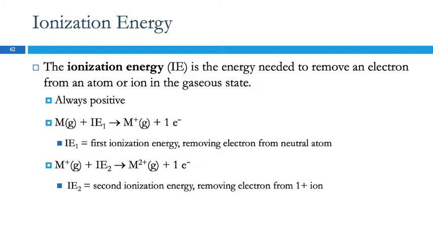Another trend is ionization energy. It's important to understand what we mean by ionization energy. The ionization energy is kind of long to write out, so oftentimes we'll call it IE. That's the energy needed to remove an electron.